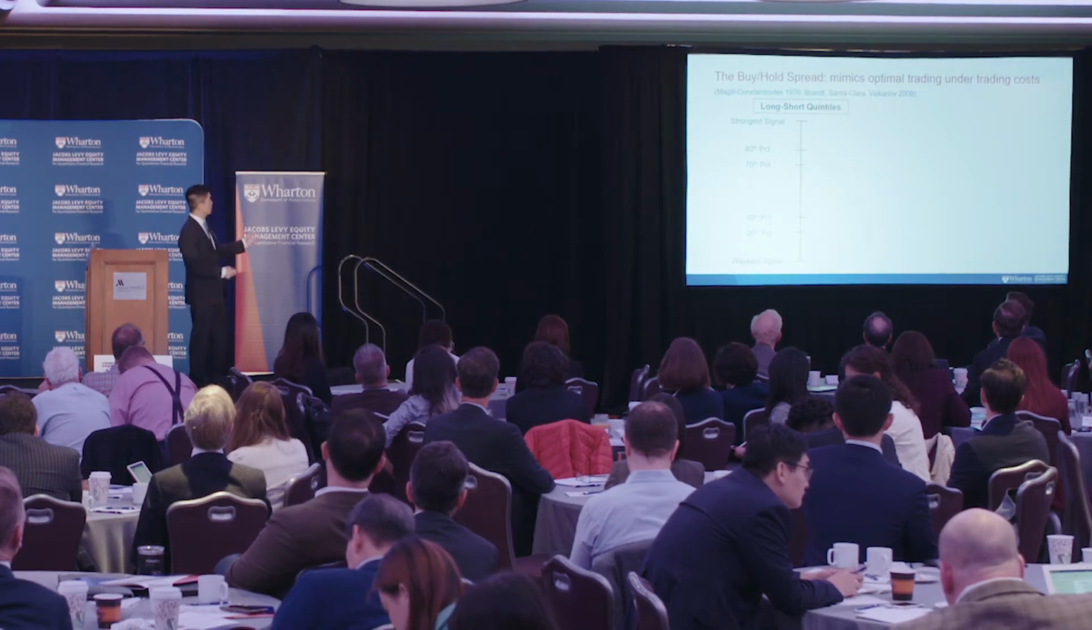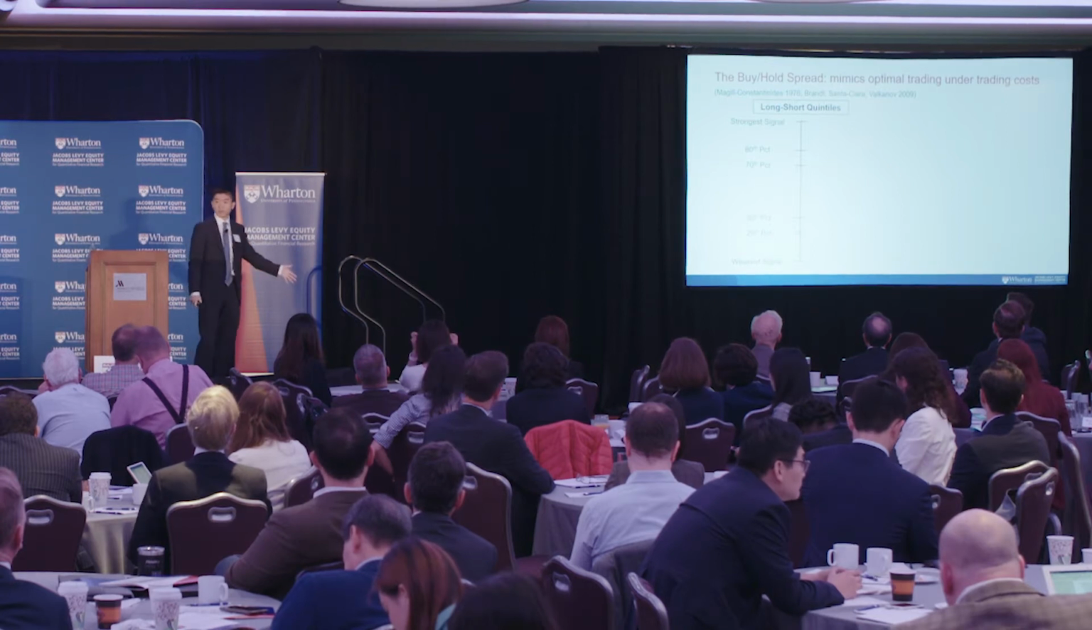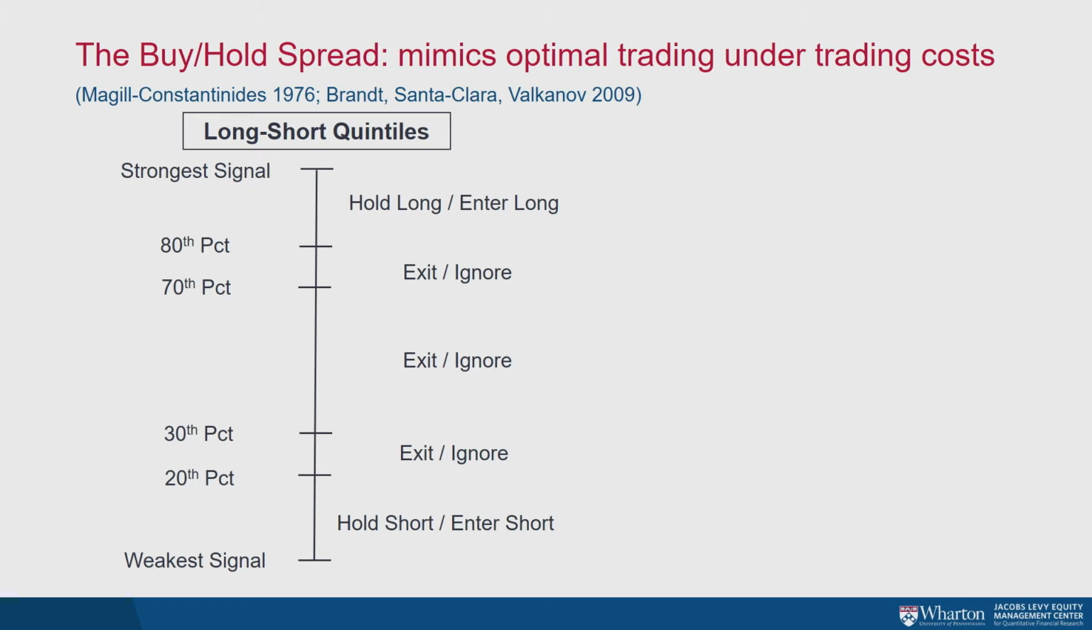To explain how this works, let's start by diagramming out how long-short quintiles works. So this line here represents a whole cross-section of stocks, all stocks in one particular month, ranked from those with the weakest buy signal at the bottom to those with the strongest buy signal at the top. And long-short quintiles is super simple. In the extreme quantiles, you hold long, enter long. You go all out in the extremes. In the middle, you completely ignore. So it's a relatively stark strategy.